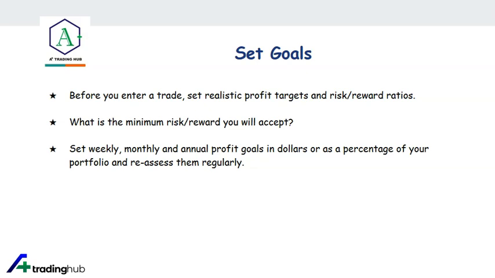Now, you need to also know the minimum risk to reward you will accept in trading. Then you write it down. So let's say, for example, you want to be trading a minimum of 1:3. You also write it down in your trading plan that if a trade does not meet up the risk to reward of 1:3, you are not going to take that trade. It's as simple as that.